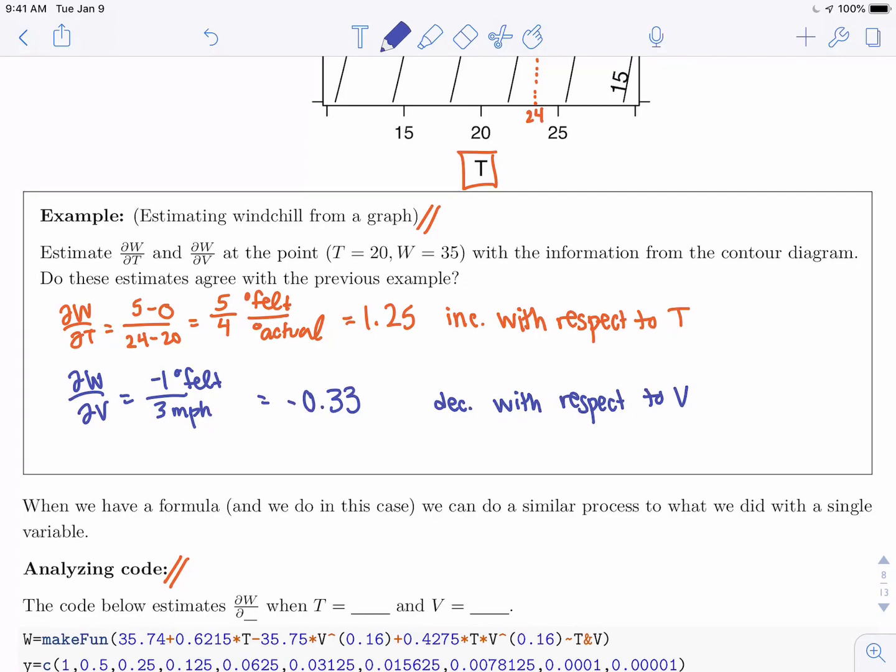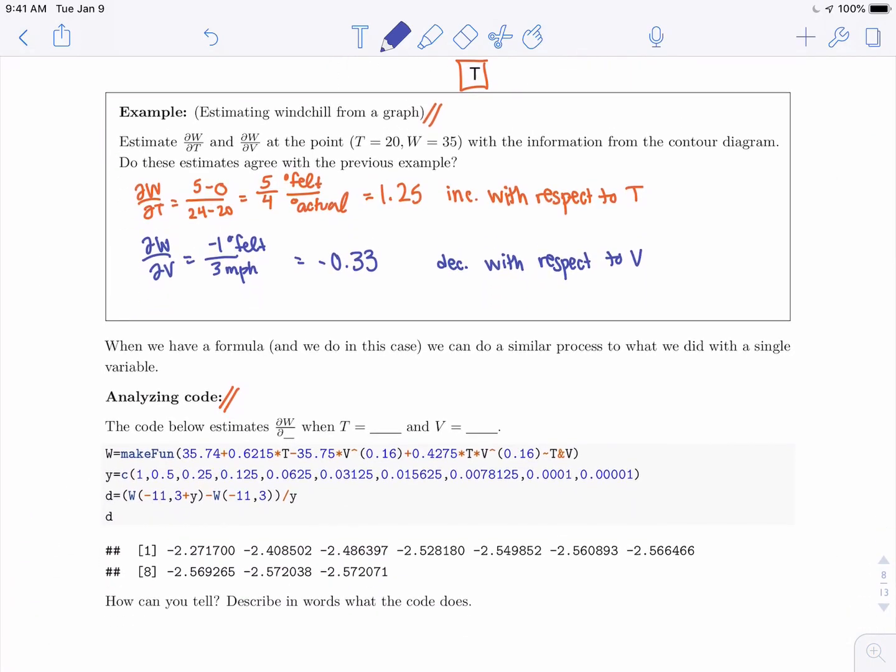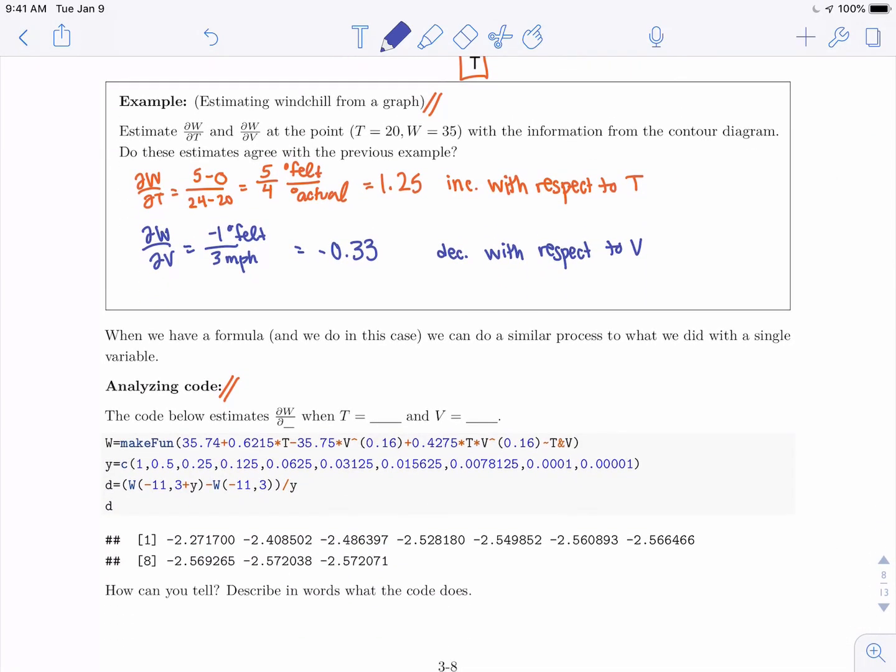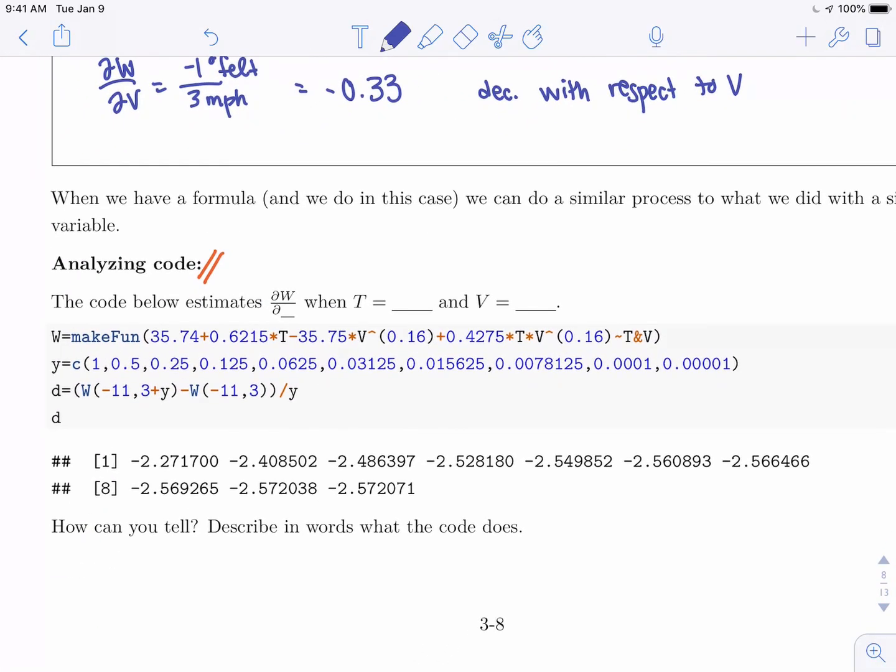All right, so now that we have some estimates, what did we do next in terms of single variable? Well, we try to push these small subintervals together. So when we have a formula, and we do, we can do a process that's similar to what we did with single variable. So this code should look kind of familiar. I'm going to claim that the code below estimates something, partial w, partial something, when t equals something and v equals something. So what I'd like you to do is try to think about what we think this is going to estimate.